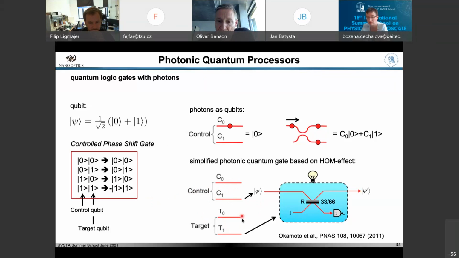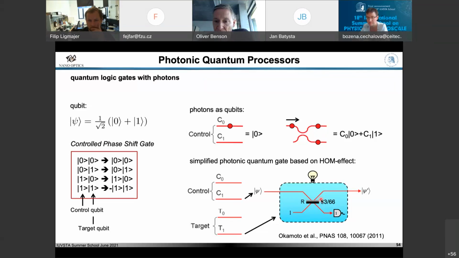Let's assume we send this mode and this mode to a beam splitter. If the two photons are identical, quantum interference happens here. We've seen that if one photon is here and one photon is here, at a 50-50 beam splitter, then two photons would go here or two photons would go here. If they come one after each other, they are just randomly distributed here. So there already some kind of interaction is going on.